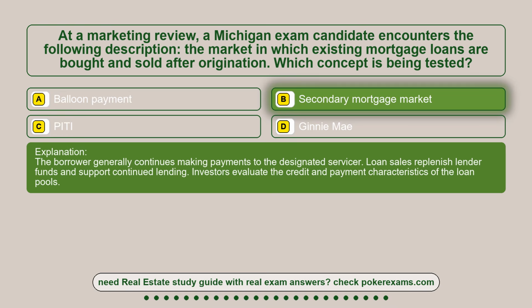The borrower generally continues making payments to the designated servicer. Loan sales replenish lender funds and support continued lending. Investors evaluate the credit and payment characteristics of the loan pools.